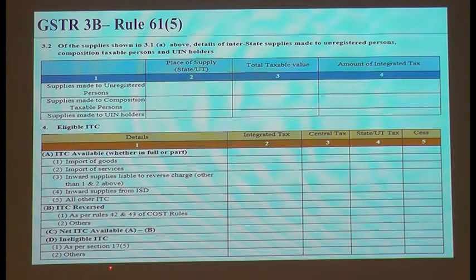In that also you have to see how much is towards 17(5), section 17 sub-section 5, that is restricted credits that you are required to reduce, and balance will be the eligible credit for the purpose of payment of your GST. Clear?